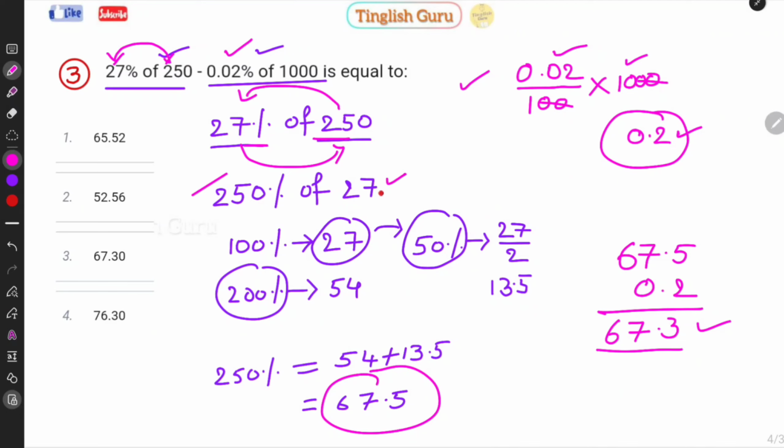So these are small numbers, but when you get very big numbers like 8872% of 500, it is nothing, but if you interchange these values, then you will get the answer very easily.